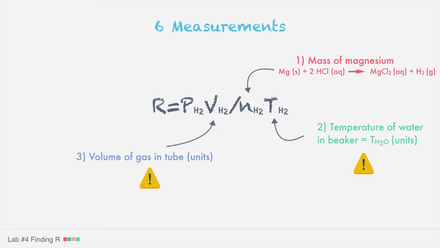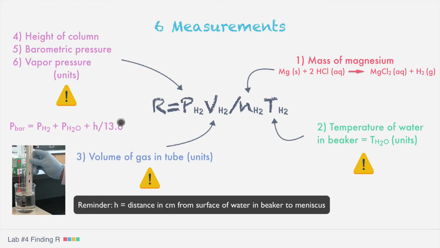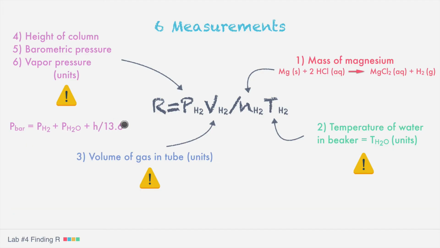And finally, the partial pressure of the H2 is a little trickier. We're going to use 3 data points to calculate the partial pressure of hydrogen. And remember, we can say that the barometric pressure, the atmospheric pressure, must be equal to the sum of the partial pressures of the hydrogen and the water vapor. Remember, there's always water vapor whenever we collect a gas over water. And this H over 13.6 term is indicating the difference between the surface of the water and the height of the water column in the eudiometer. This is essentially converting that weight of water to a pressure in millimeters of mercury. So remember to record H and to include it in this expression.